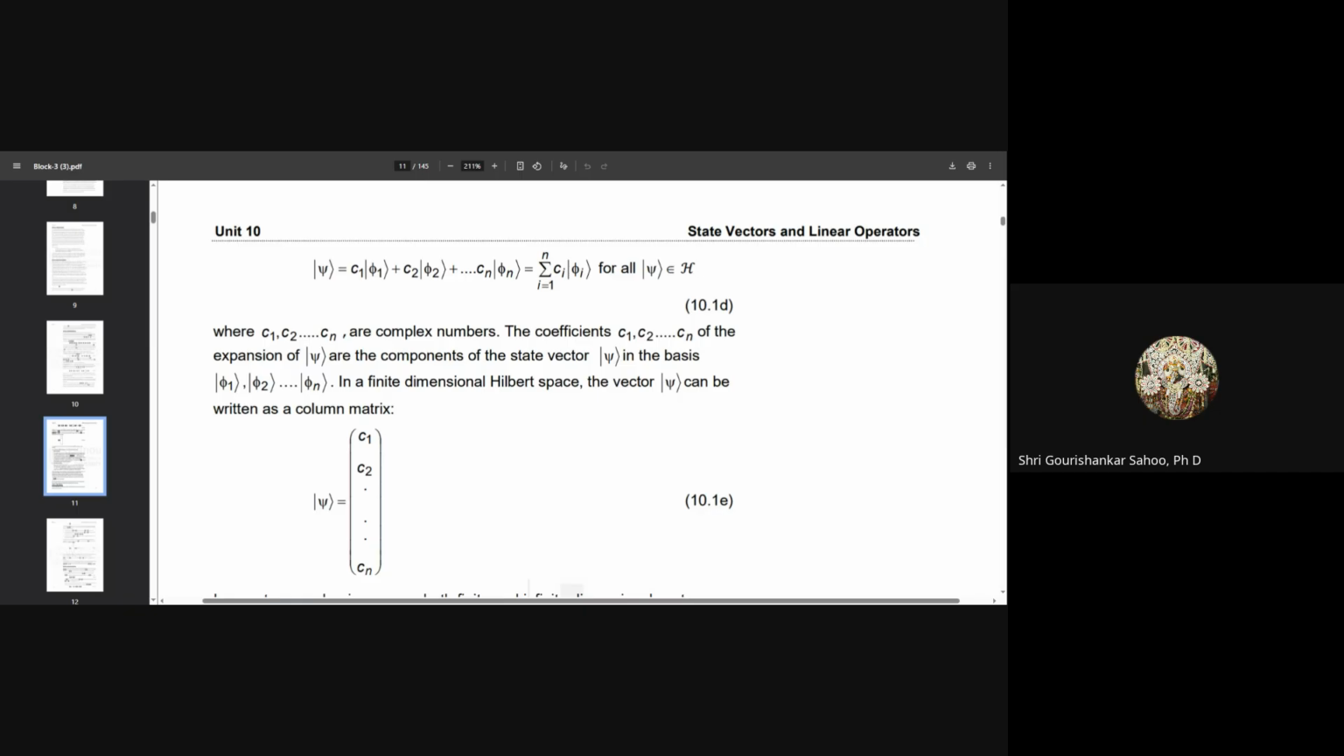And this is the beauty of the notation, that in a finite dimensional Hilbert space, the ket vector psi can be written in a column matrix as shown on the screen: C1, C2, and so forth, Cn. So when you can write it in matrix form, then you can use matrix algebra to solve the quantum mechanical problem. Similarly, the bra vector can be represented in a row matrix. The ket vector is represented in a column matrix, and the bra vector is represented in a row matrix. So this matrix algebra will be used to solve the quantum mechanical problem.